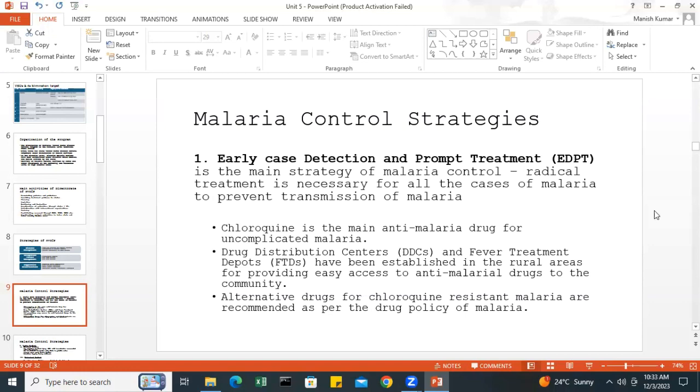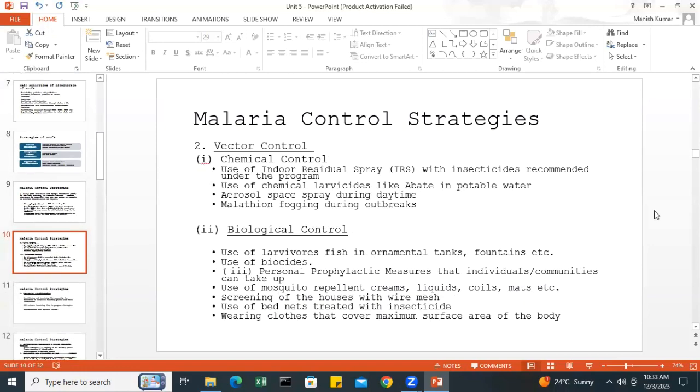Okay, and the second is vector control. Under vector control, the first is chemical control, and the second is biological control. Under chemical control, there are two, three things. The first one is indoor residual spray, and this is supposed to be more effective.